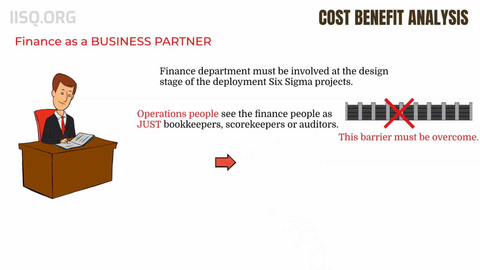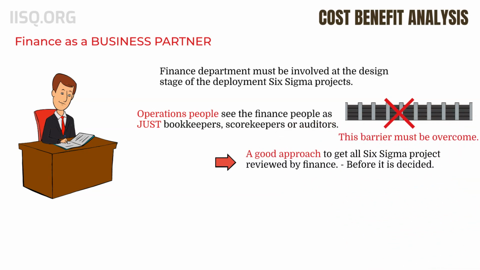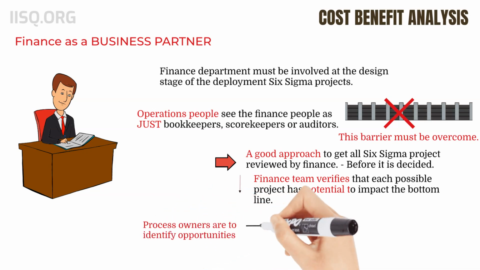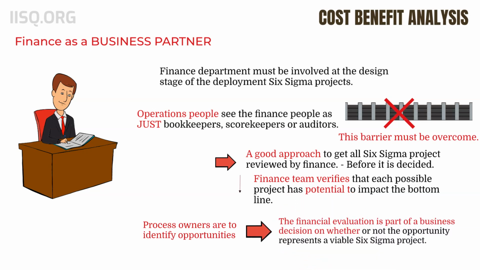It may be a good approach to get all Six Sigma projects reviewed by the finance department prior to going into the Six Sigma pipeline. The finance team verifies that each possible project has potential to impact the bottom line. This prevents process owners from having to identify Six Sigma projects.